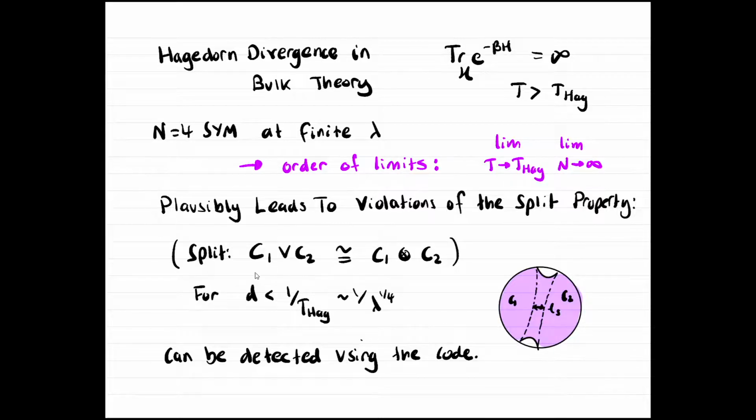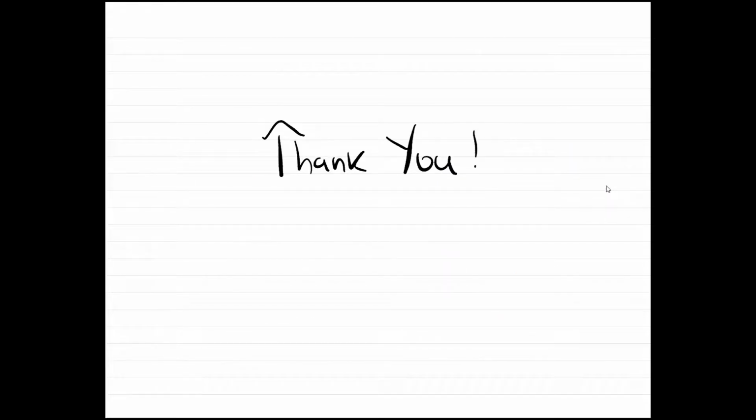So the split property tells you that the union of these two is isomorphic to a tensor product, and that's a non-trivial statement. It's not always true. In particular, if we have a stringy code, then it can be detected by this condition. So if someone hands you one of these codes, you can ask whether it is a string theory or not. Okay, that's it. Thank you.